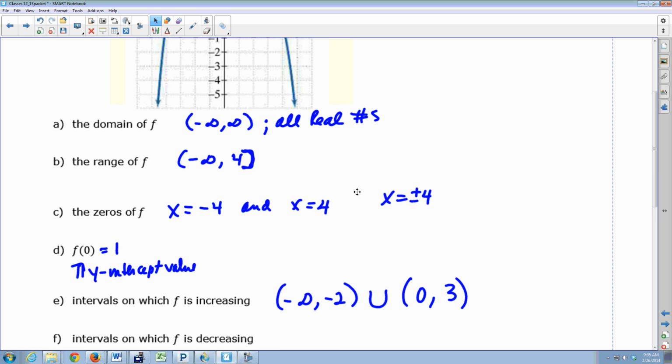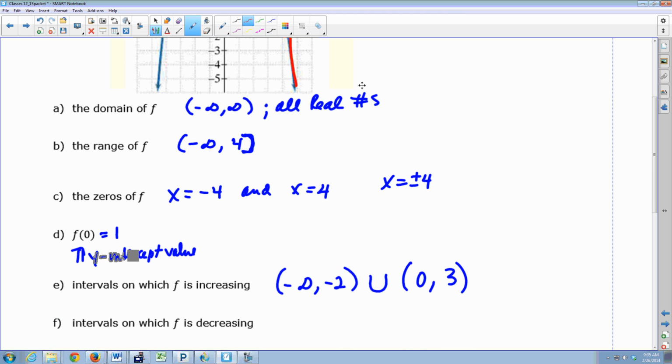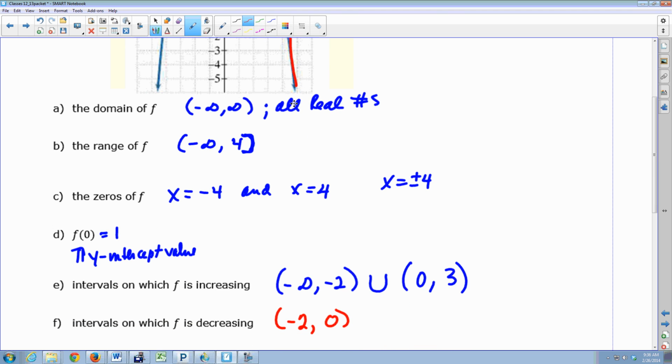Now, decreasing is just the opposite. You go on the other side of the high point. Here's where I'm decreasing, and here's where I'm decreasing. So this point plays a pivotal role. Notice that -2 is the end point for this increasing interval, and it's the beginning point of this decreasing interval. The beginning point of this increasing interval is the end point of that decreasing interval. So it goes from -2 to 0, and then we go from 3 to positive infinity.